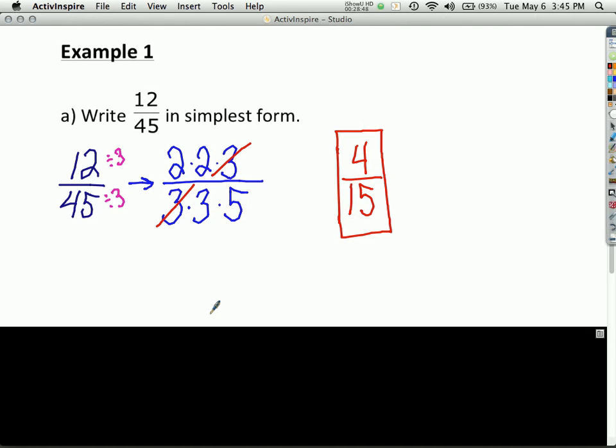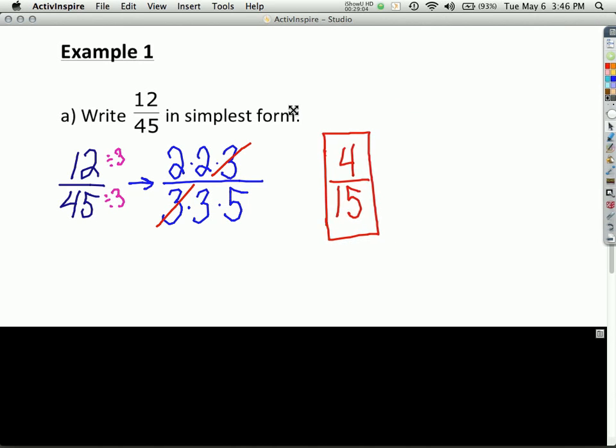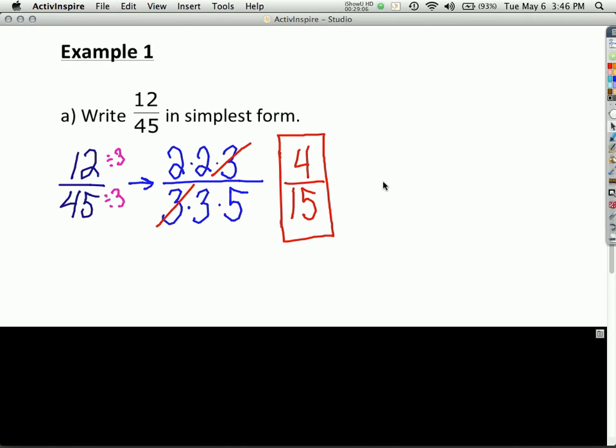Can I cancel anything else? No. Put back whatever's left over. 2 times 2 is 4. 3 times 5 is 15. Simplest form is 4 over 15. And so we get the same result whether we divide the top and the bottom by the greatest common factor or if we do the prime factorization. Either way, we get the same result.